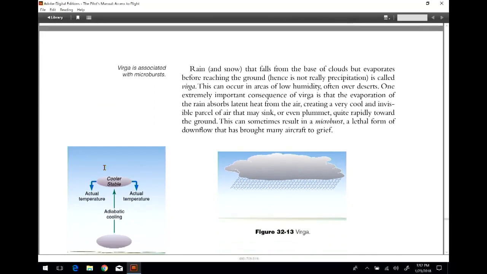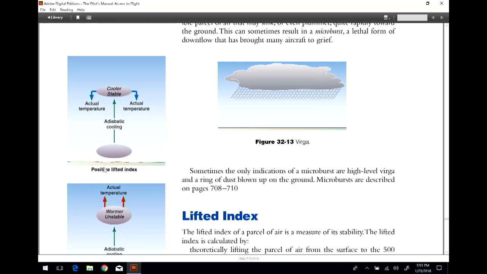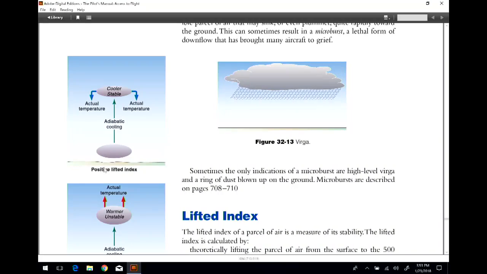Virga, we talked about that. A lot of times you might be riding with somebody and they'll see some virga off in the distance and they'll say, hey, let's go wash the airplane. Probably not a good idea. I've heard of that happening.